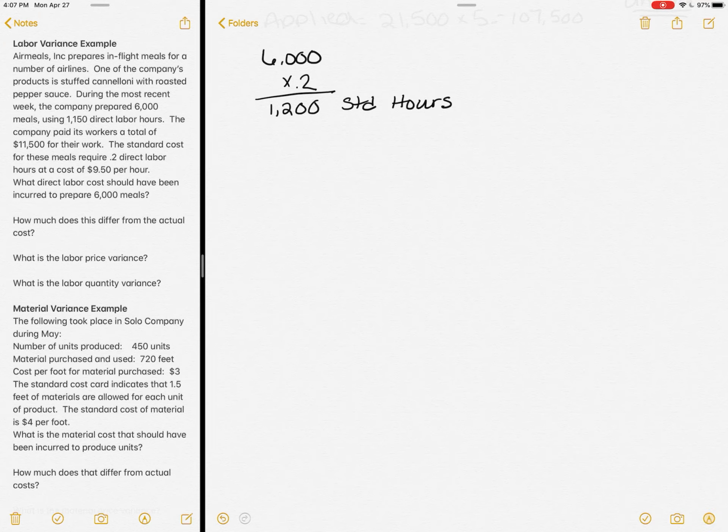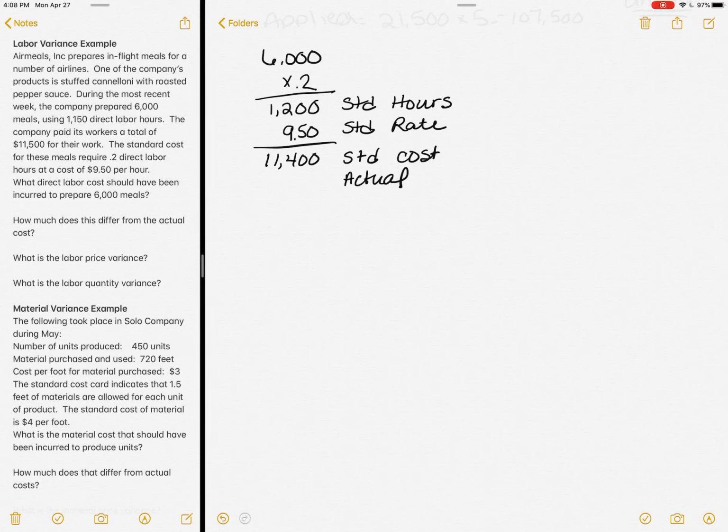1,200. Then it also tells me that my standard cost per hour is $9.50. That's my standard rate. I can multiply that out and find out that my standard total cost should be 11,400. I can look and it tells me what my actual cost is. So this is part one. How much should it have cost to prepare those 6,000 meals?